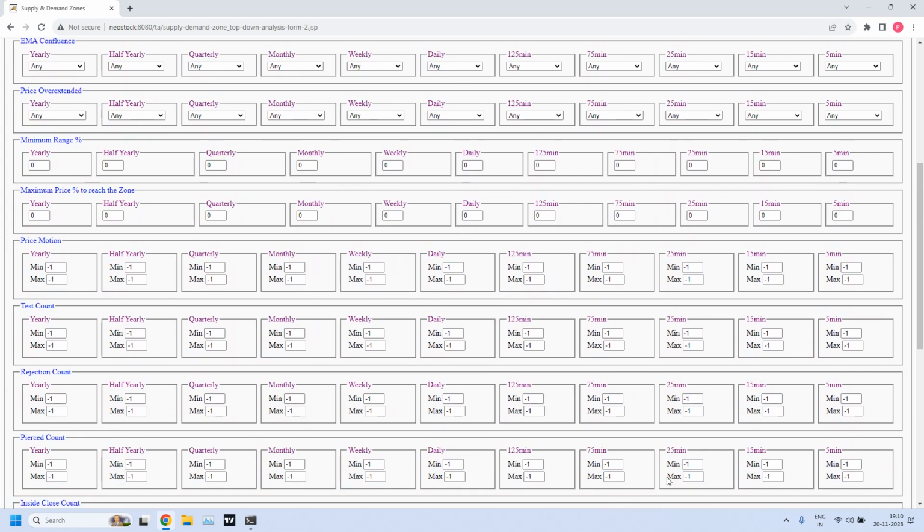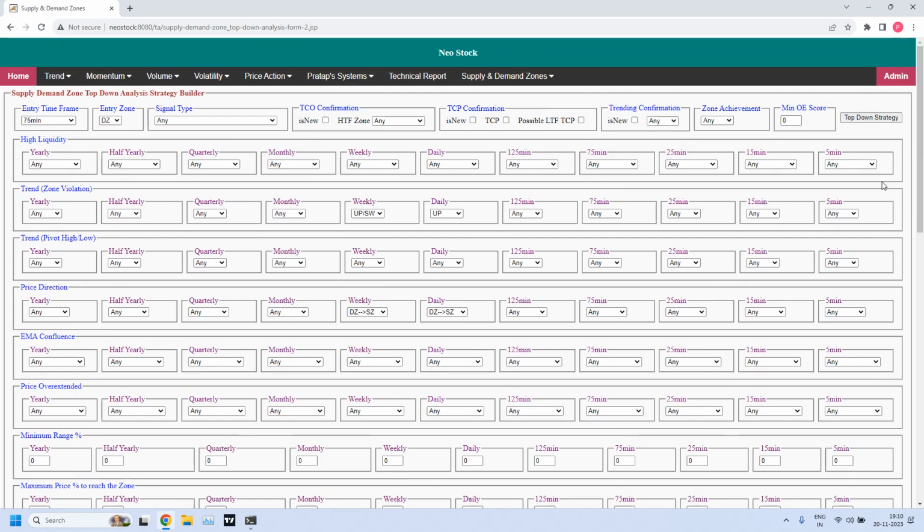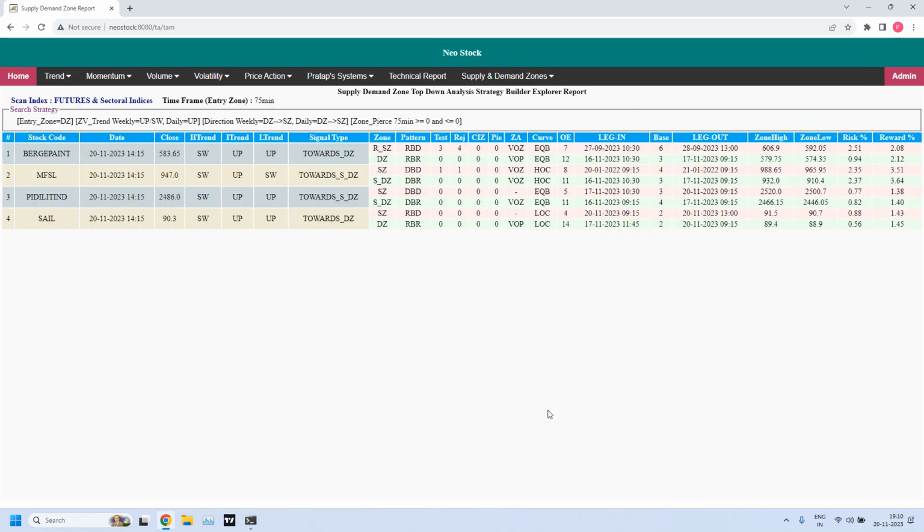Which time frame this time? For 75 minutes we have to set. P/S count 0 and 0. So let us generate the report. So these 4 stocks are bullish setup related stocks. We have 2 high liquidity zones, which are fresh zones.